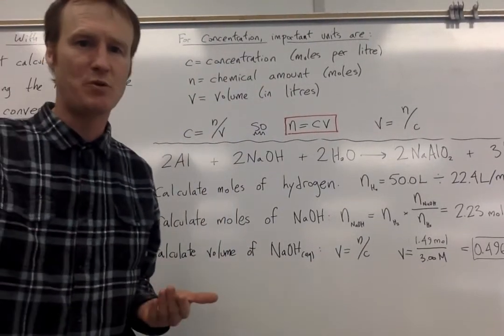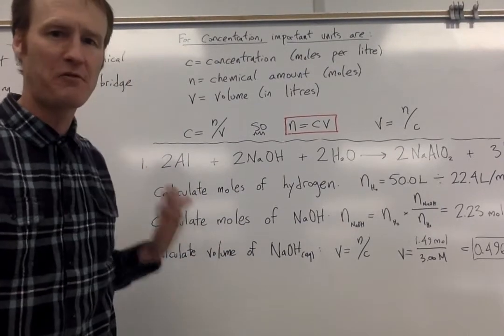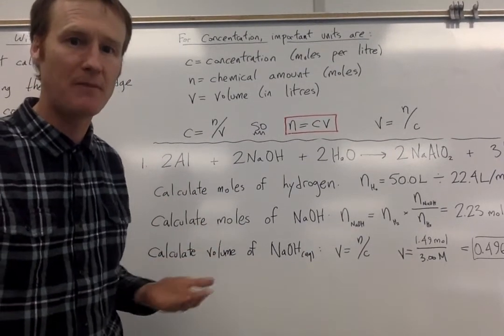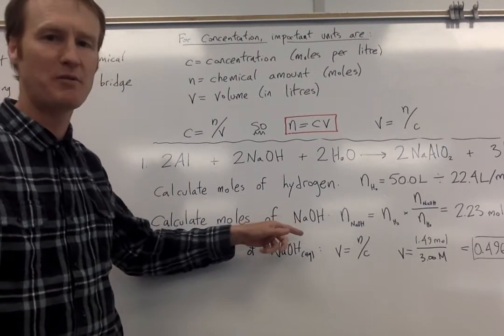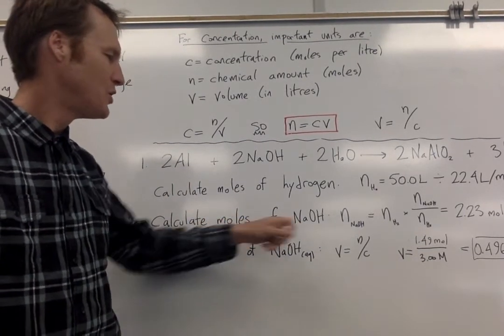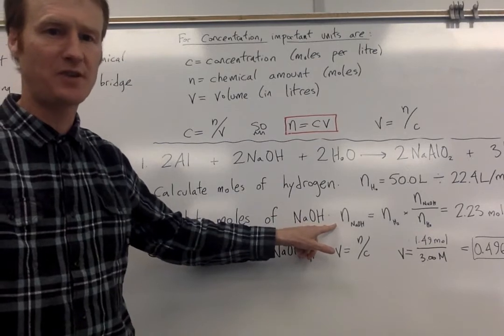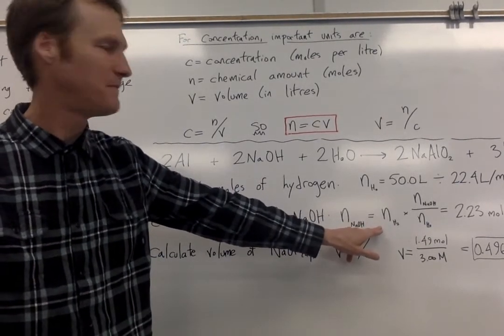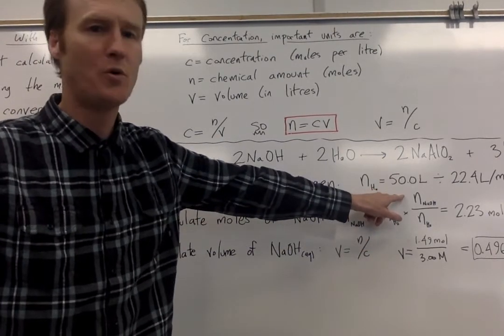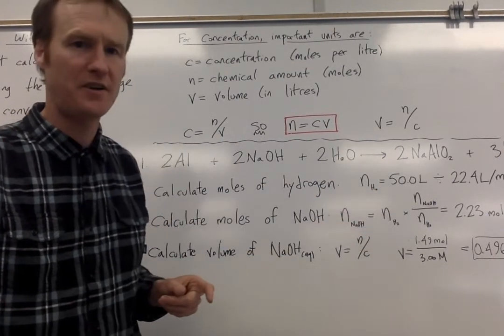Here's where we're crossing the moles bridge. We put our foot on the moles bridge because we know how many moles of hydrogen we want. To calculate the number of moles of sodium hydroxide, I put NaOH, equals the number of moles of hydrogen multiplied by moles of sodium hydroxide per mole of hydrogen.